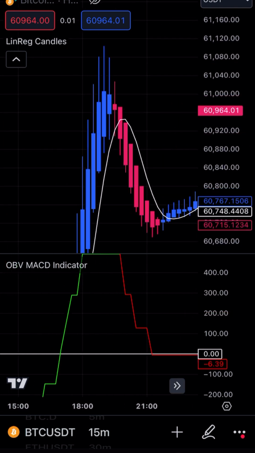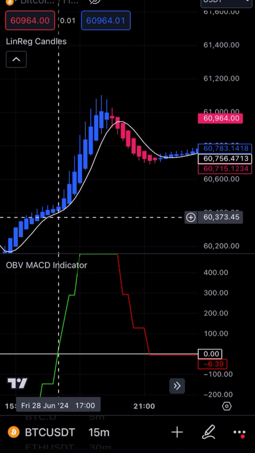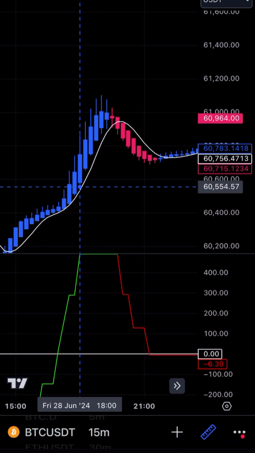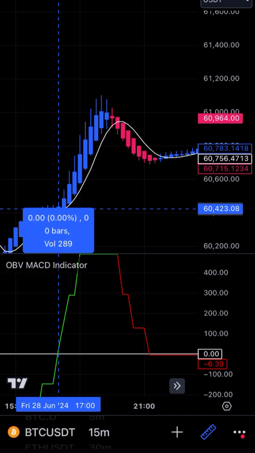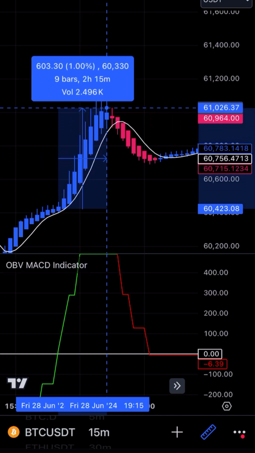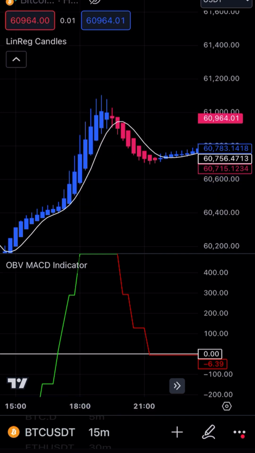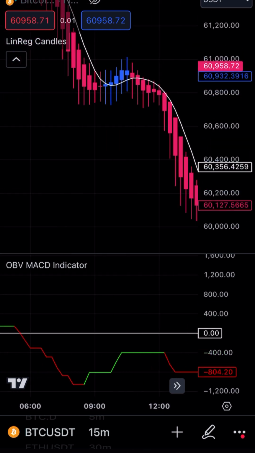But these are more for intraday. So it's going to be about the same thing. You want to make sure it's crossing. And like right here, you see it crossing the MACD indicator with the linear line. So right about here, this is a good trade because they're both happening about the same time. Ride it out, and this is about $541 in 2 hours.